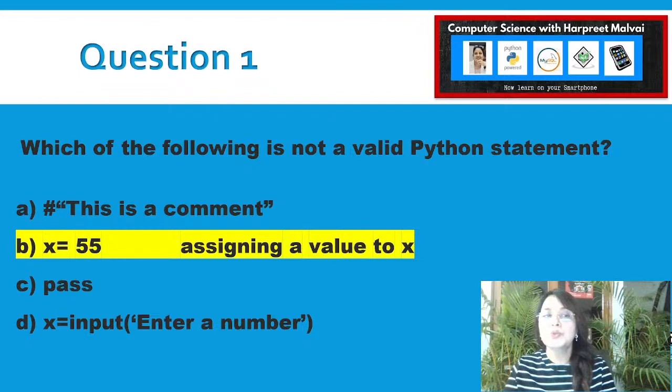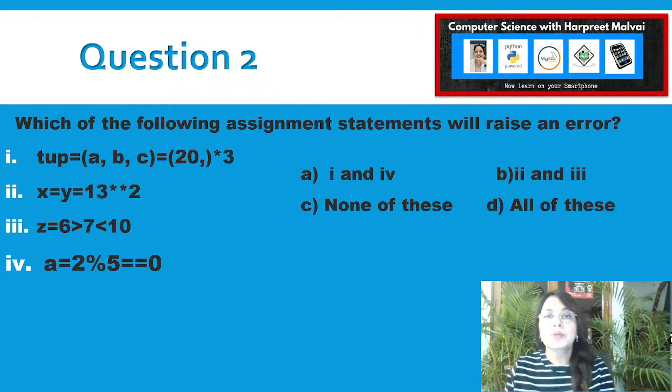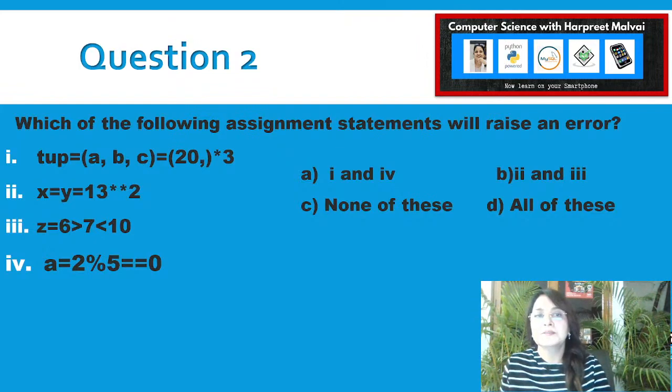Okay, we move ahead to the second question. Which of the following assignment statements will raise an error? You'll see that there are four statements, and I've specially taken these statements because they comprise lots of concepts. So please give the question number and then the answer, because then I will know which one you are answering. Just before you write the A, B, C, D option, write the question number so I know which one you are answering.